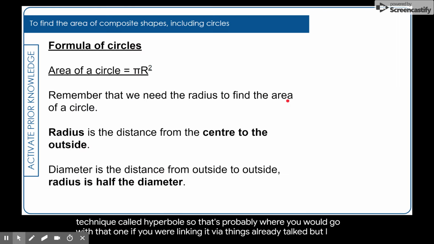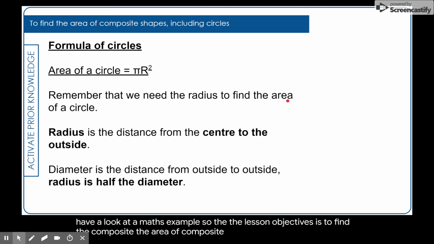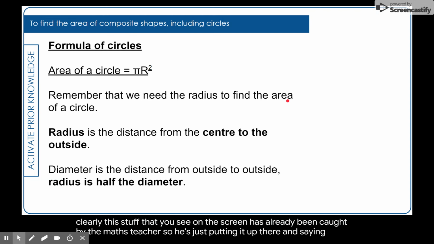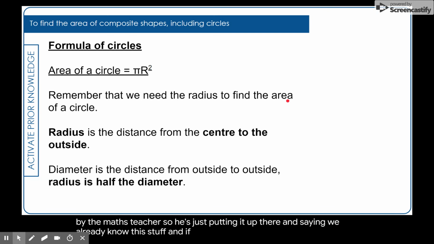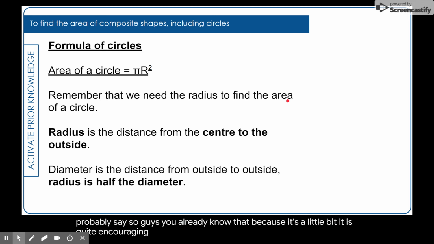But let's have a look at a maths example. So the lesson objective is to find the area of composite shapes, including circles. Now, clearly, this stuff that you see on the screen has already been taught by the maths teacher. So he's just putting it up there and saying, we already know this stuff. And in fact, rather than saying, remember, I would probably say, so guys, you already know that, because it's quite encouraging for them to hear that, but this is fine. This is the stuff they already know.